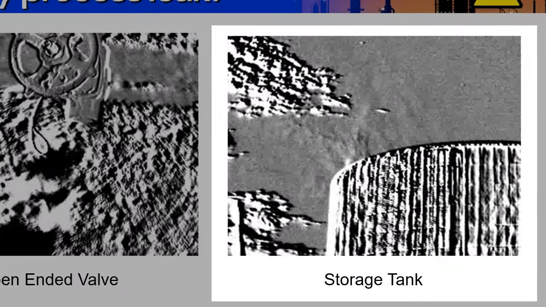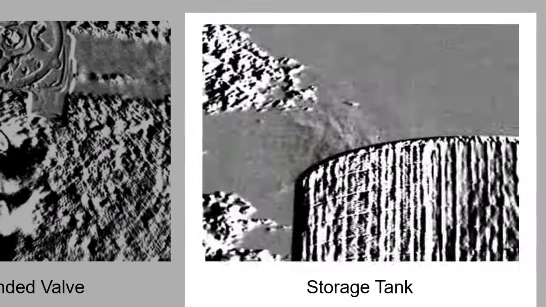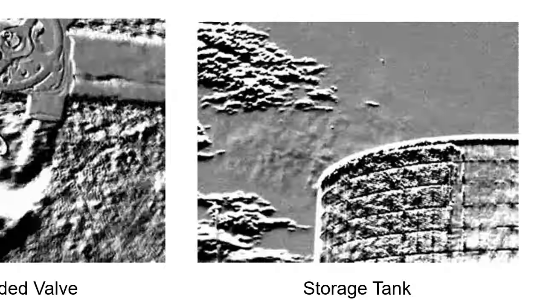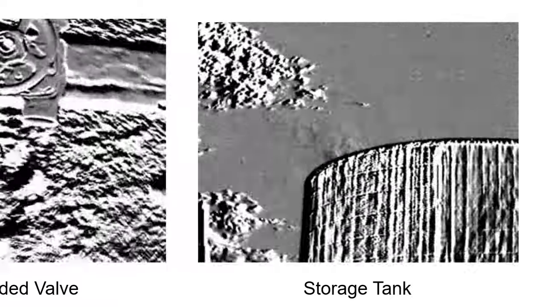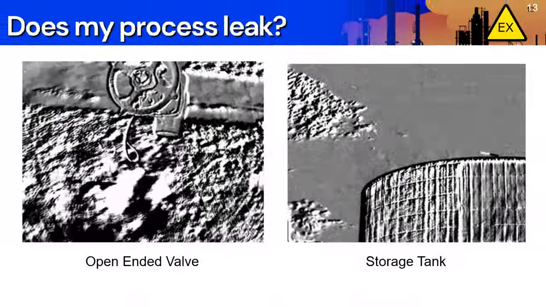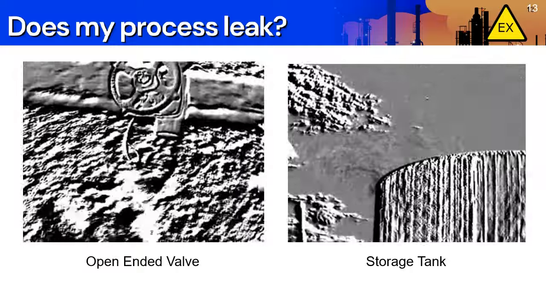In this example, we can see flammable emissions from the top of a storage tank. A process upset caused the vapor recovery system to shut down for a short period of time. Flammable vapors from the tank were released to atmosphere until the process condition could be corrected.